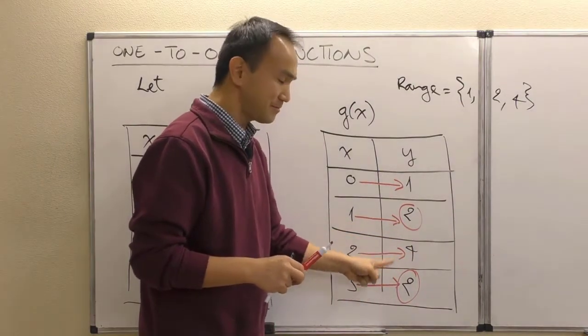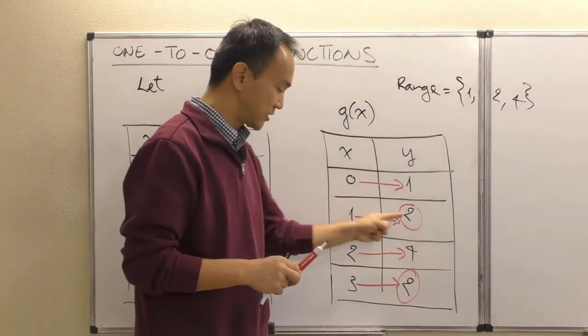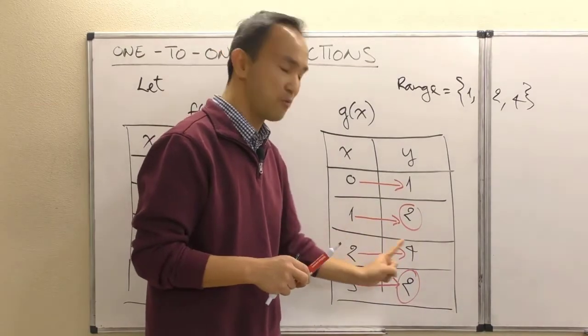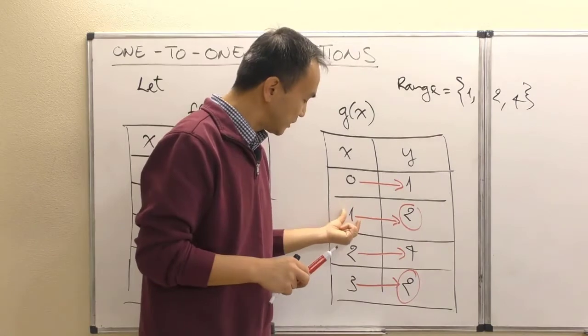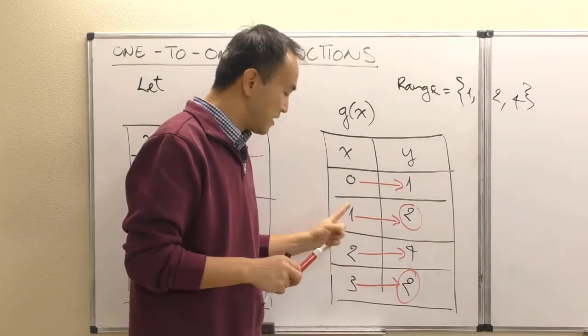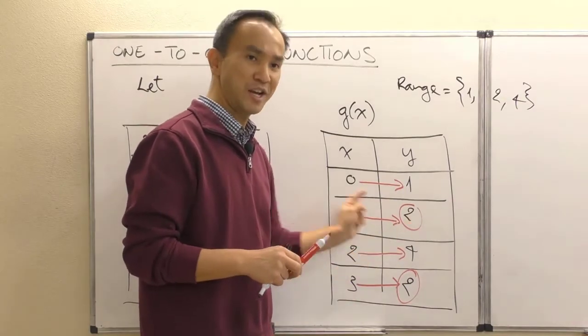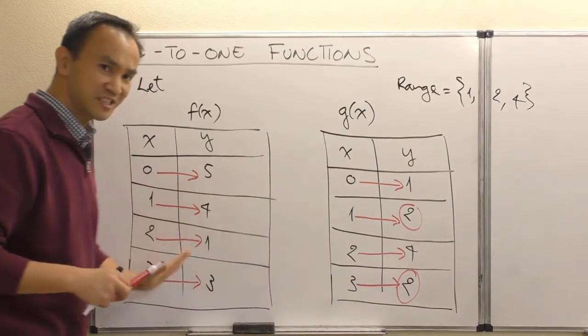And that means, as a further impact, for this same output 2 right here, there were 2 inputs taken to the same output. There were more than one input taken to that same output. See, there's input x equals 1 and input x equals 3. More than one input gets taken to the same output.